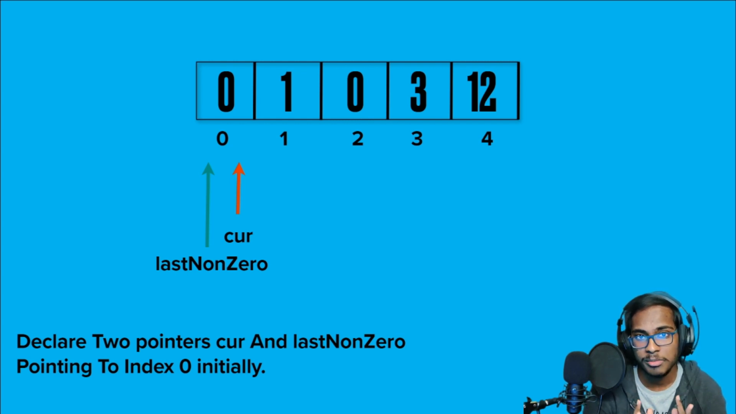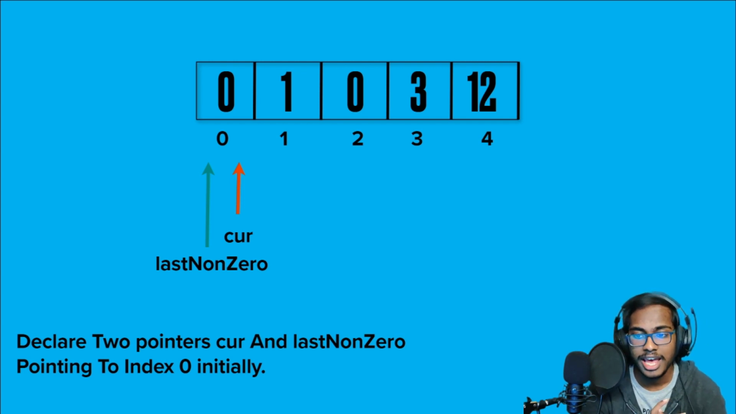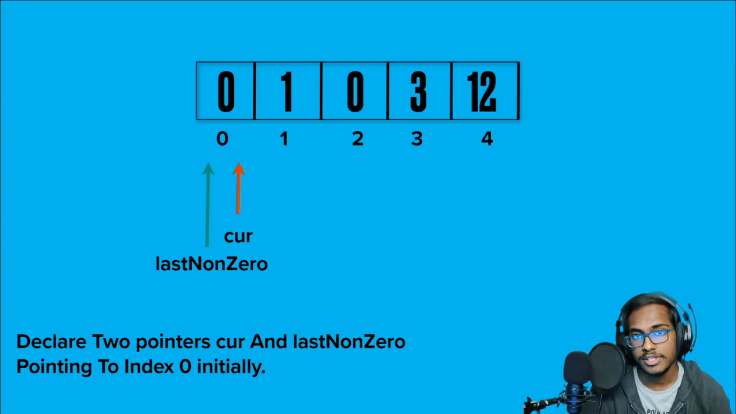Now cur is going to be moving from the 0th index all the way to the end of the array. And in case it encounters a non-zero element, then it's going to do a swapping operation. And the last non-zero pointer will always point to the index where the non-zero element can be added. Alright, so both of these are basically used for a swapping procedure.